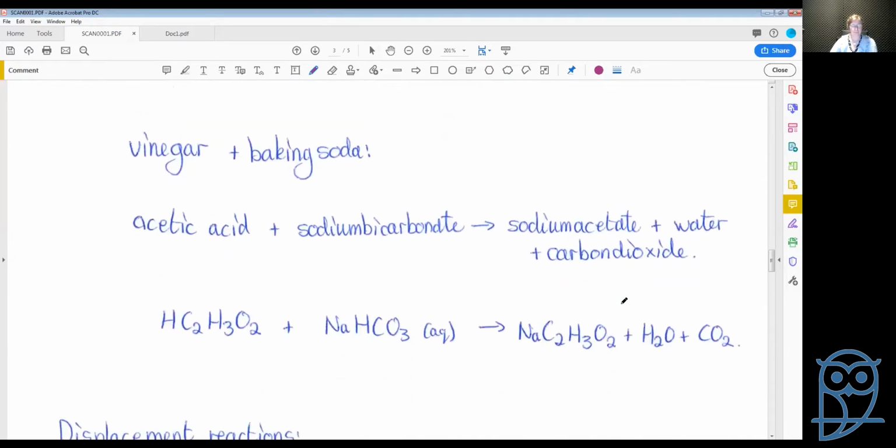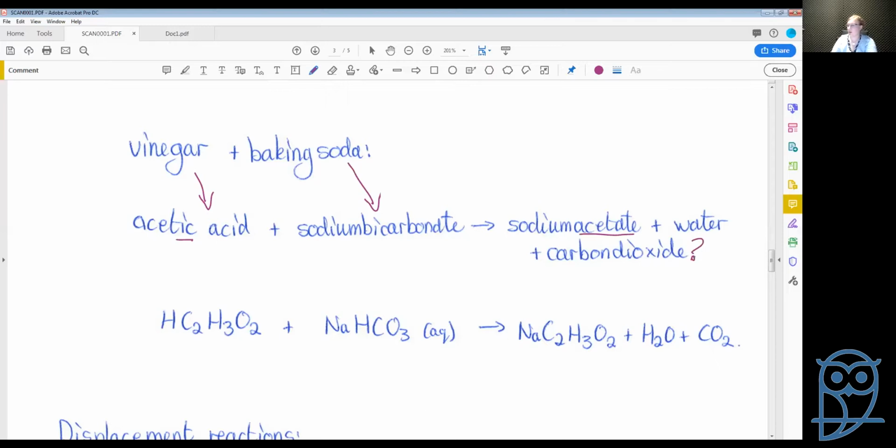So here is another example. This is vinegar and baking soda. So vinegar has acetic acid in it, and it's acetic acid mixed with some water in order to get the vinegar. We've got baking soda, that's sodium bicarbonate. So our vinegar, our acetic acid, plus our sodium bicarbonate becomes sodium acetate. That acetic becomes acetate over there. And so sodium acetate, water, and carbon dioxide.